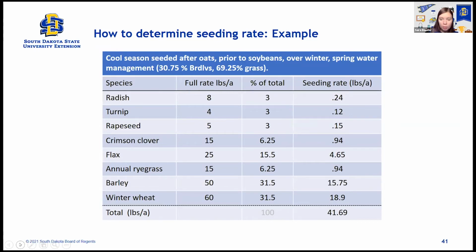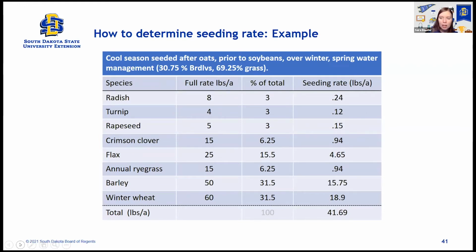When you add up the seeding rate down at the bottom right, you can see it's going to be about 41.5 pounds of seed. However, in reality, you might change these slightly, and a lot of times we make that percent higher than 100 because we want to overseed a little bit, or we might bump up our seeding rates for forages, for example. This was just a drilled cover crop full seeding rate that I used.